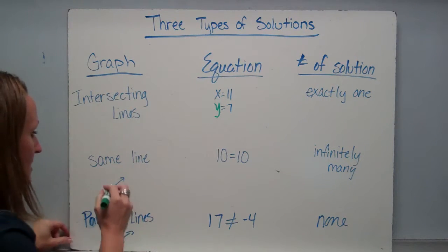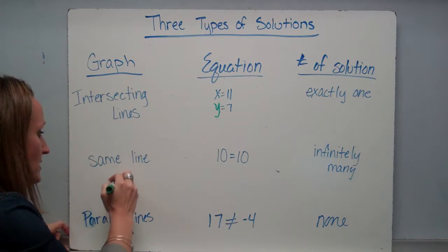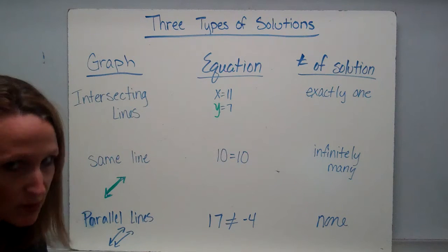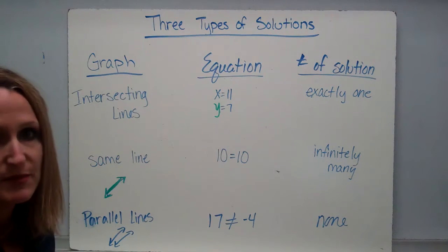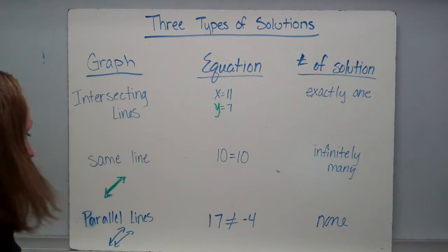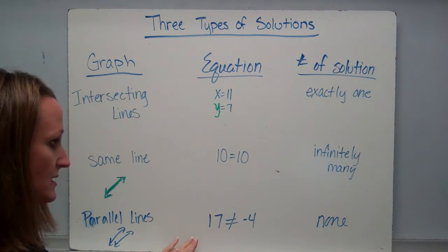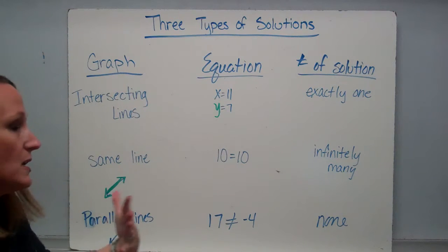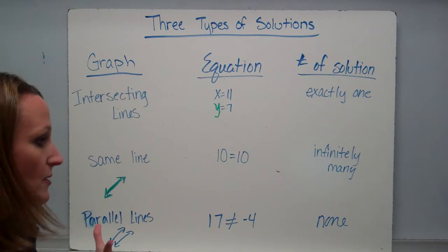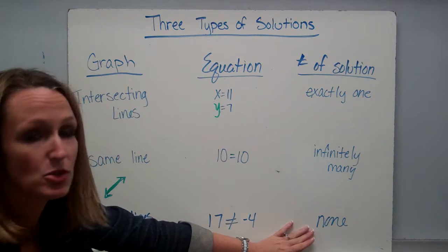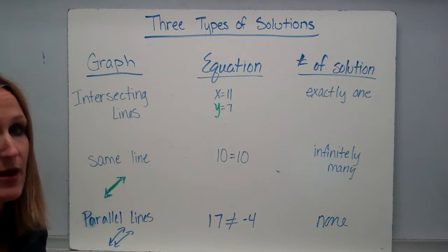If it's the same line, and you were to graph them, you'd get two lines on top of each other. Your equation would come out something like 10 equals 10. There are infinitely many solutions, or all solutions will work. If they are parallel lines, your equation is going to come out to be something like 17 equals negative 4, where it's never going to work out. When we're solving equations, we call this no solution. There's no solution because they're parallel. They're never going to touch.